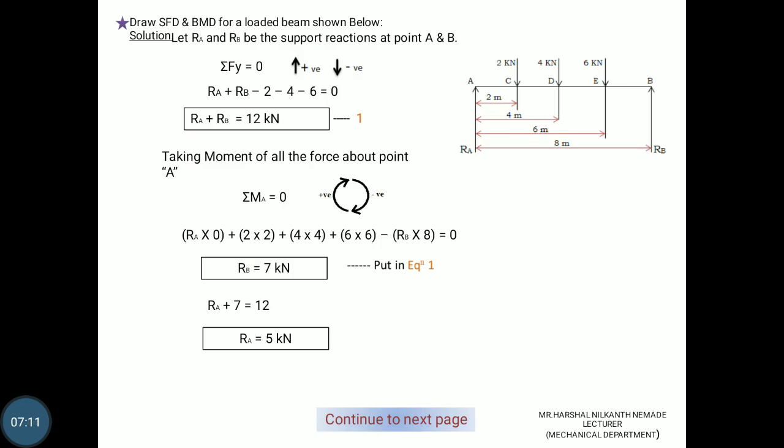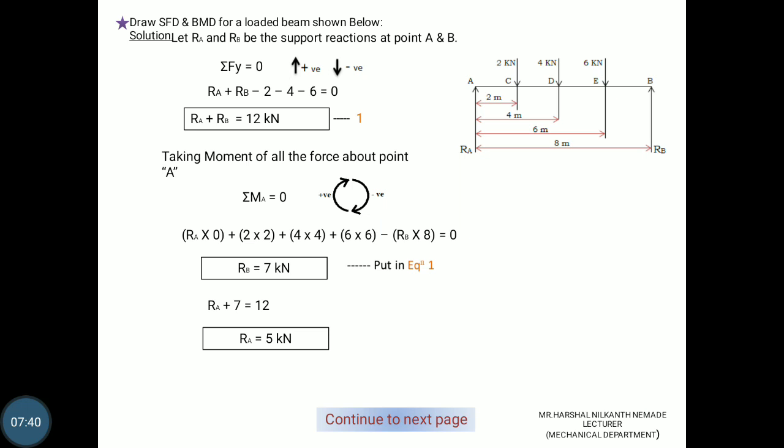Next sum, draw a SFD and BMD for a loaded beam shown below. Let RA and RB be the support reactions at point A and B. Summation of Fy is equal to 0. Upward force positive, downward force negative. RA plus RB minus 2 minus 4 minus 6 is equal to 0. I will solve. I will get RA plus RB is equal to 12 kilonewton. It will be equation 1.